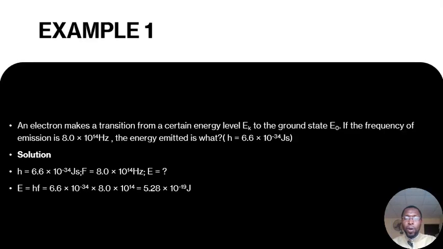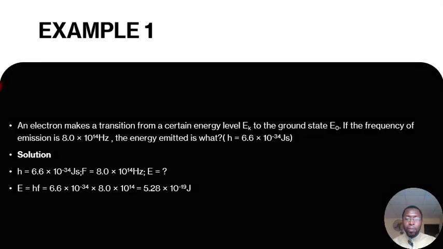Okay, example one says an electron makes a transition from a certain energy level EK to the ground state E0. If the frequency of emission is 8.0 times 10 to the power 14 Hz, the energy emitted is what? Take Planck constant, which is h, to be equal to 6.6 times 10 to the power minus 34 joule-seconds.